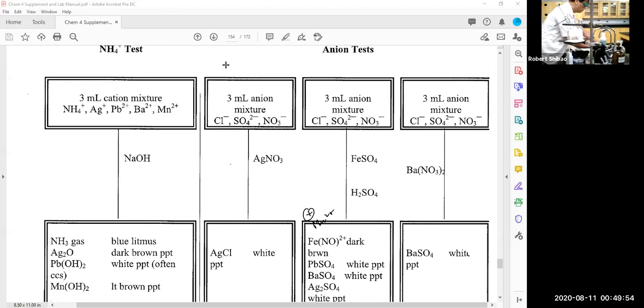Rinse. Okay, now I'm ready to filter it. I'm going to filter it into this test tube here. So I'm going to transfer it from that test tube to this test tube. In this test tube, I'm going to capture the filtrate in the bottom and the precipitate in the funnel here.